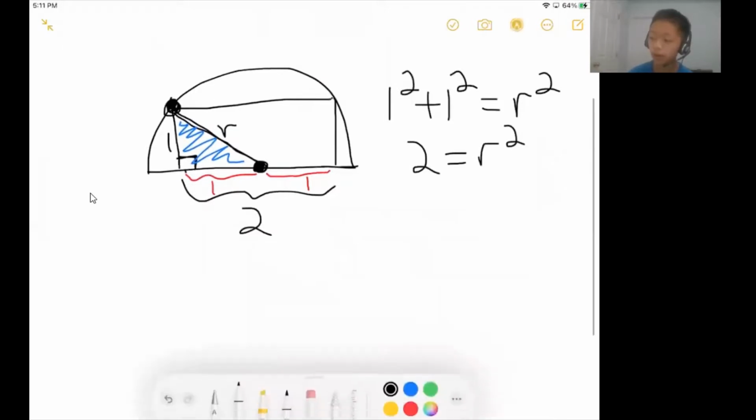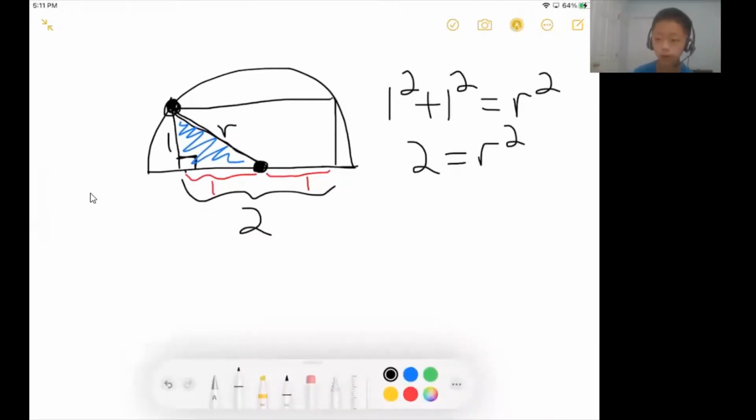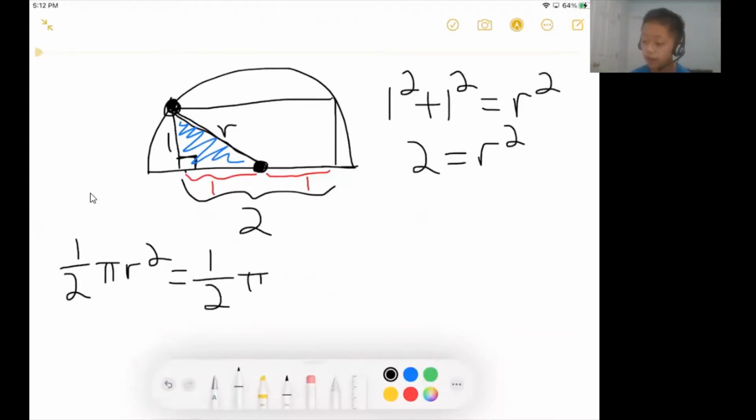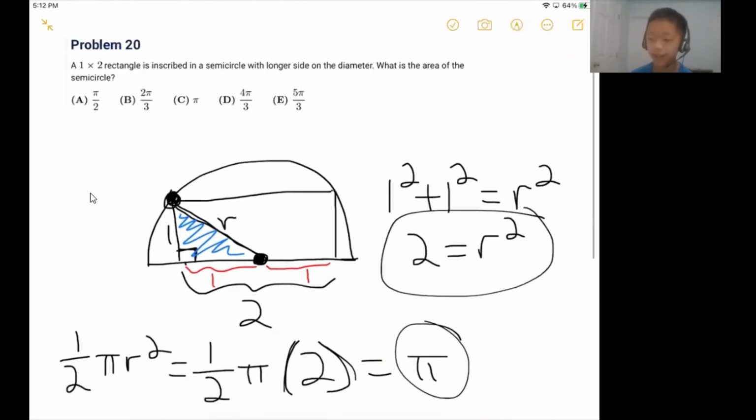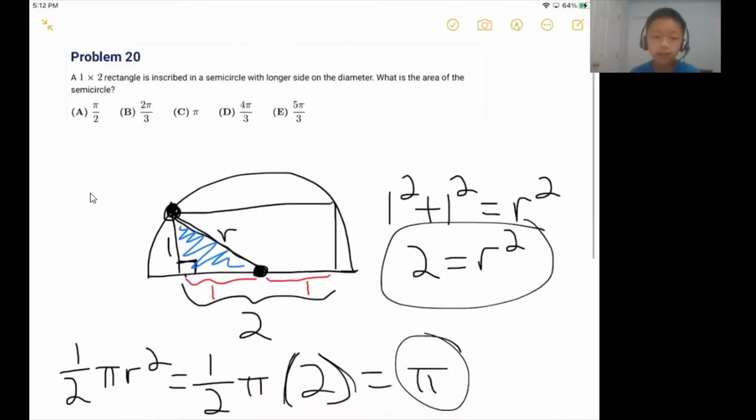The area of a whole circle would be pi r squared, that's the formula for the area of a whole circle with radius r. But since we're dealing with a semicircle, we have to take half of that circle. So we would take half pi r squared, and we know r squared is 2. So in place of r squared, I'm going to write 2 instead. So the area is half pi times 2, which is going to be pi. So the answer would just be choice C.